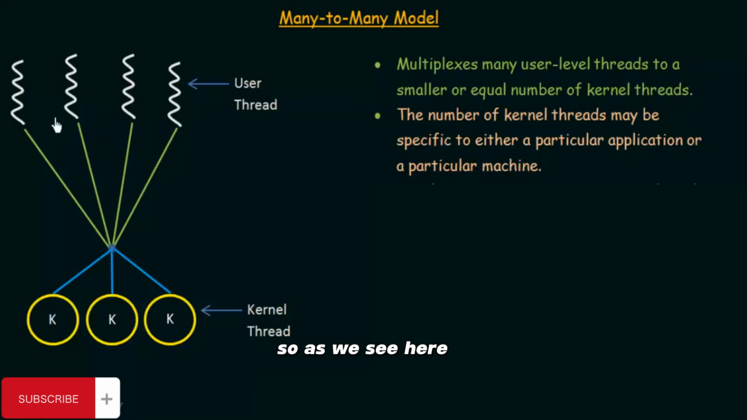As we see here, there is a mapping between many user-level threads and a smaller or equal number of kernel threads. Here, we have 4 user threads, and they may be mapped to 4 or fewer kernel threads. That is what we mean by this. The number of kernel threads may be specific to either a particular application or a particular machine. As I told you, there is a limitation on the number of threads that we can have in a system, so the number of kernel threads in this model may be specific to a particular application or machine, depending upon the number of threads that they support.